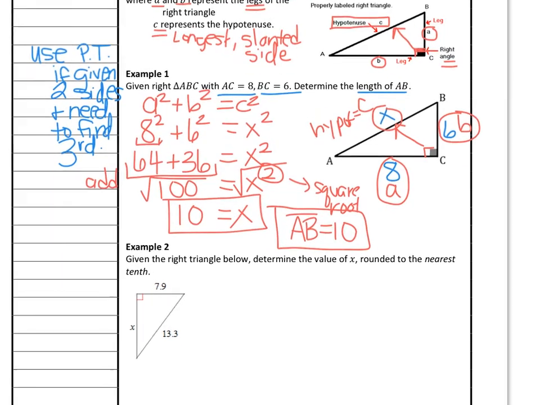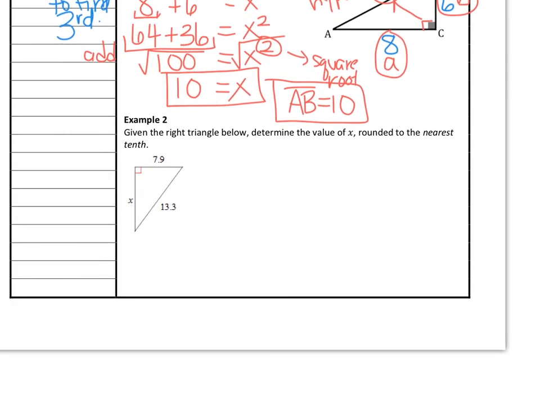Okay, so that was a question where we were finding the hypotenuse, but let's look at an example where we're not finding the hypotenuse. For example number 2, given the right triangle below, determine the value of x rounded to the nearest tenth. So this time our answer is not going to be a whole number. First things first, let's find our hypotenuse. Our 90-degree angle points to the 13.3, which is your C. So then that means that the other sides are A and B.